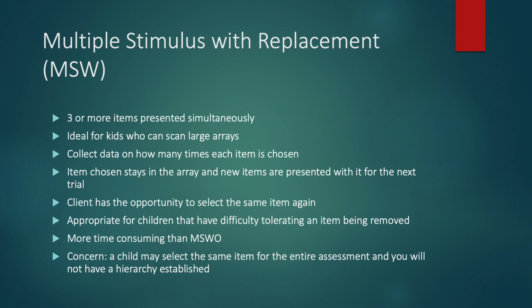So let's say that they have a ball, a car, and a rubber ducky available to them. They make the choice for the car. What's going to happen is they can now engage with that car for, let's say, 30 seconds. I'm going to replace the other 2 items with different items. And then once they're done interacting with the car, I'm going to put the car back on the table with the other 2 new items that I've presented.